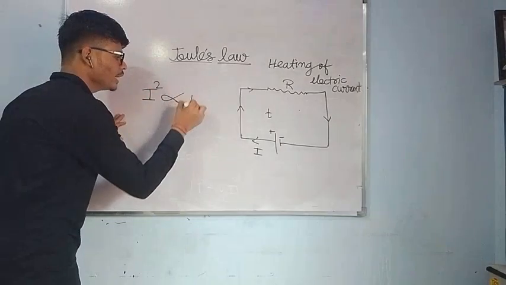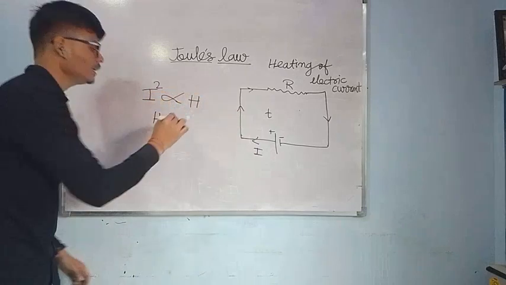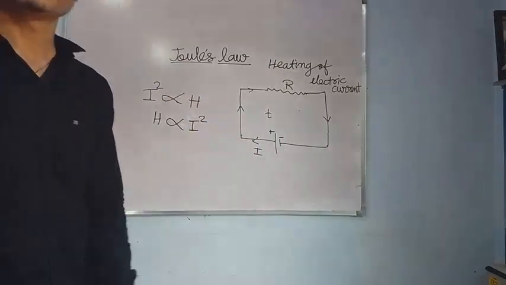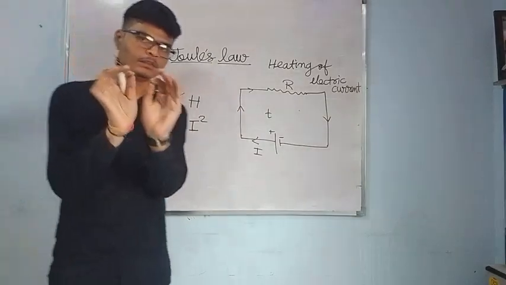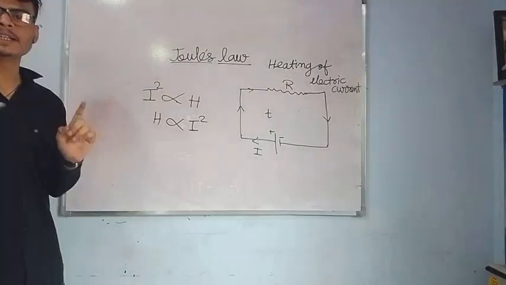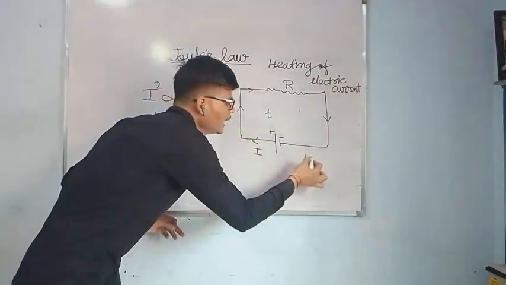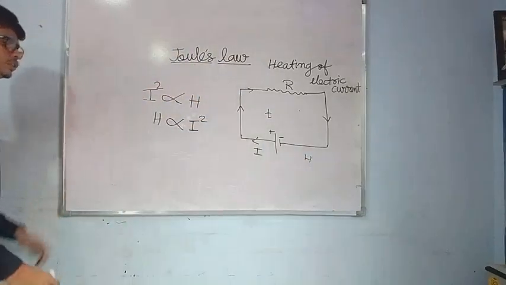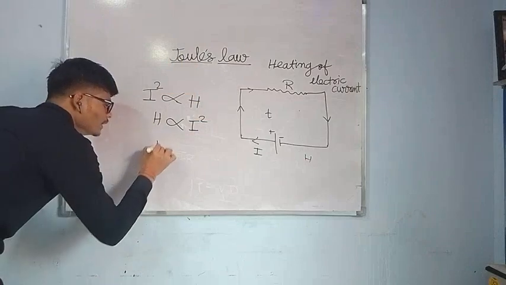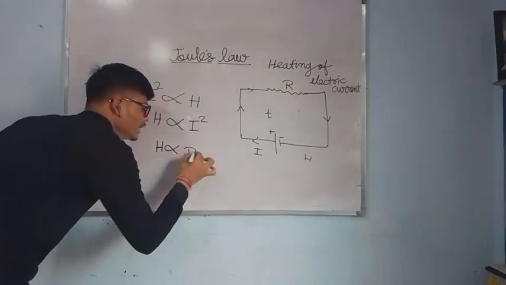is directly proportional to the heat generated, or you can write it as the heat generated in this circuit is directly proportional to the square of current. Some value of energy is lost in the form of heat energy in a DC circuit. So H is directly proportional to square of I. H is also directly proportional to the resistance.